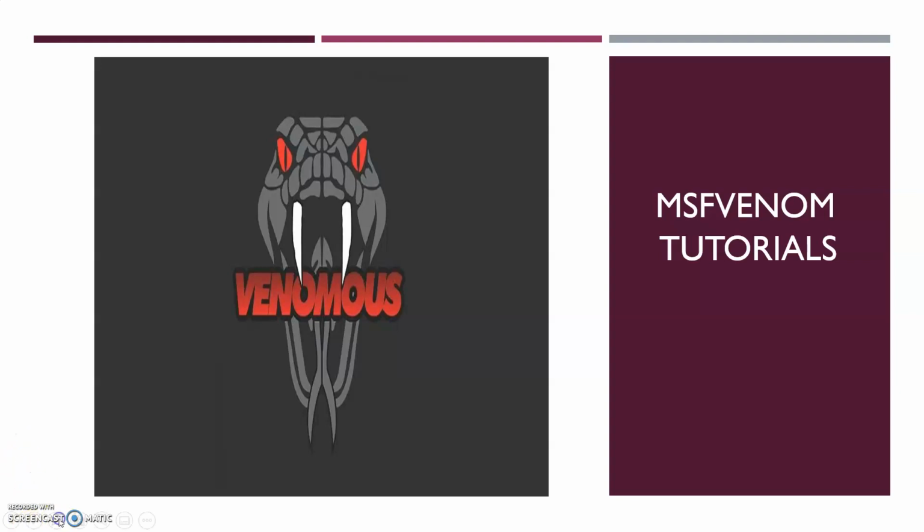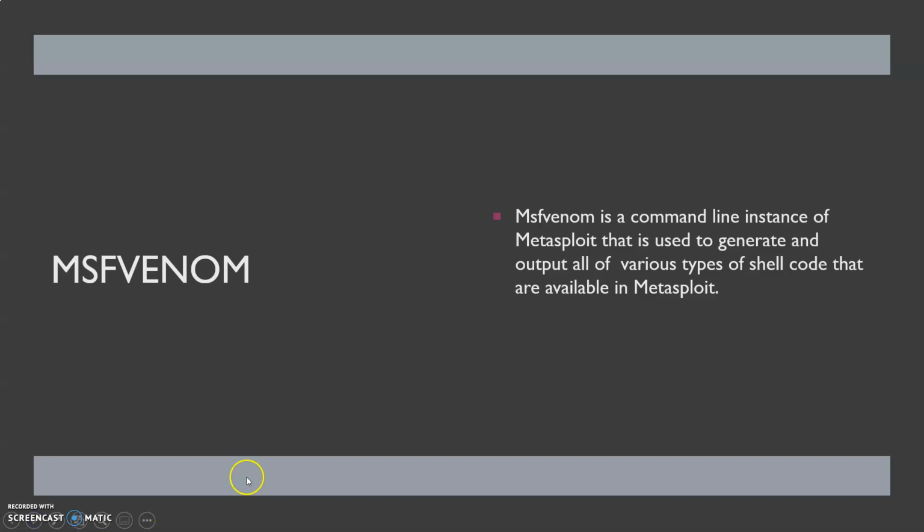So now let us start Venom. Here we will learn how to create different payloads for different platforms. Venom is a command line instance of Metasploit that is used to generate and output all of the various types of shellcode that are available in Metasploit.